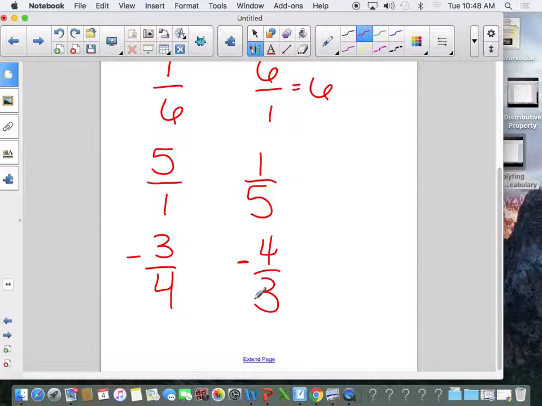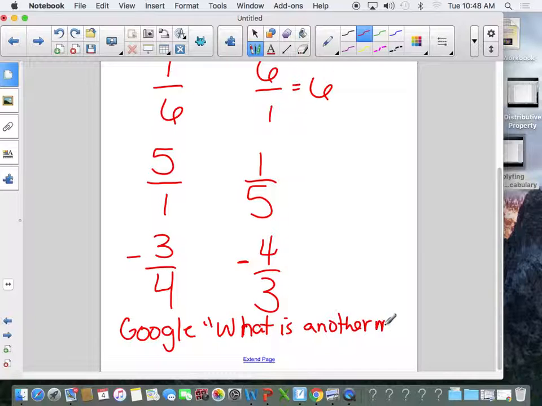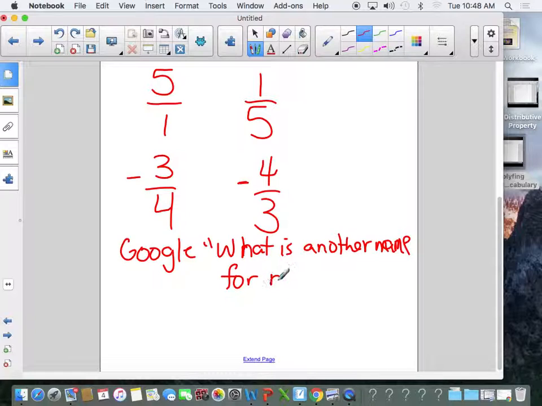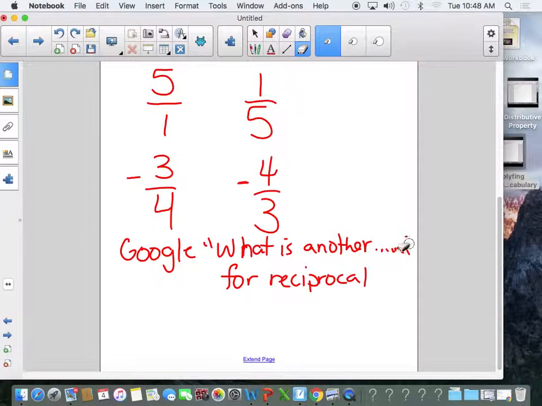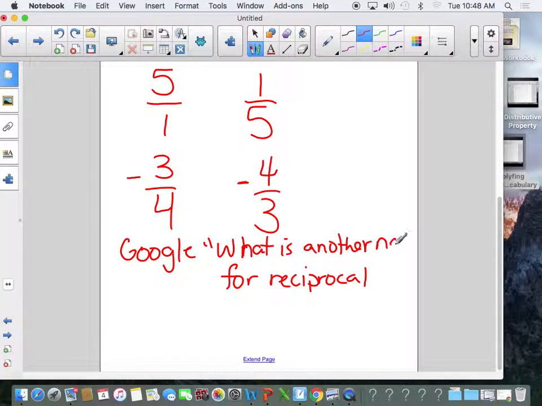There is a question on the WRS asking for another name for a reciprocal. I'm going to ask that you Google what is another name for reciprocal. And this will prepare you for when we start to multiply and divide with fractions.